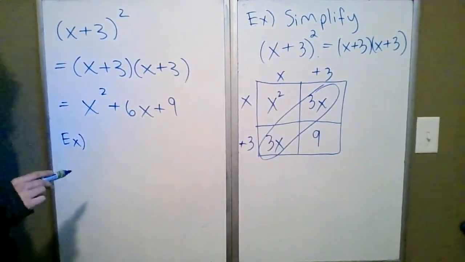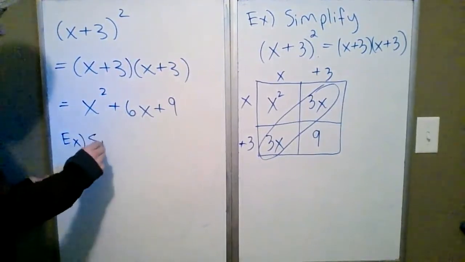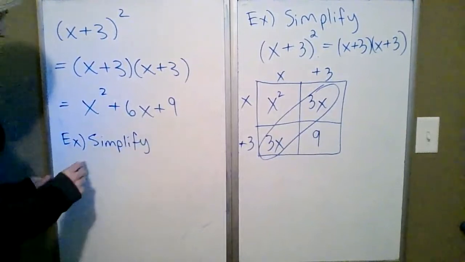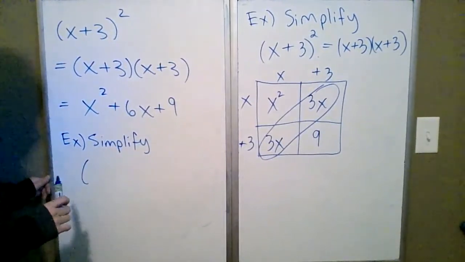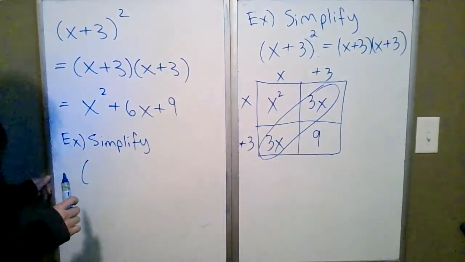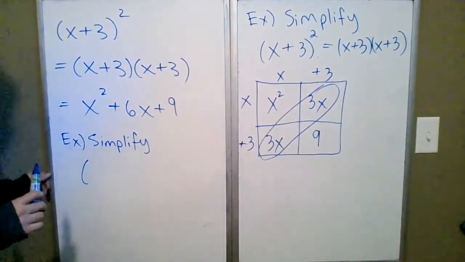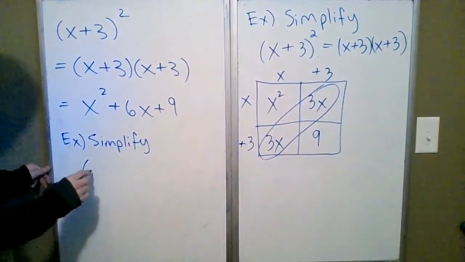Let's do one more. Simplify. Let's go with 4x plus 3 times 4x minus 2.